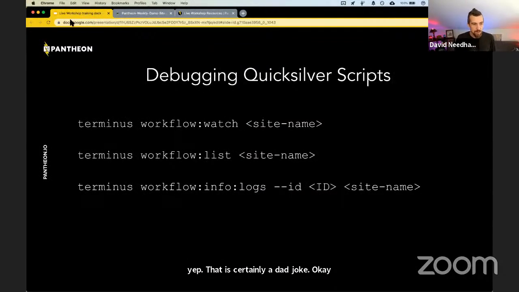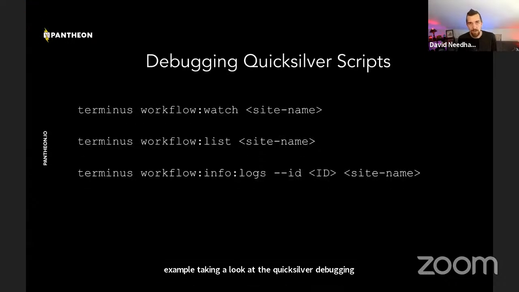Taking a look at the Quicksilver debugging script, how you actually debug a script is you would run terminus workflow:watch and then the name of the site that you're working with. And then anything that you print in your script, anything that you echo in your script will show up in the Pantheon workflow log like this.